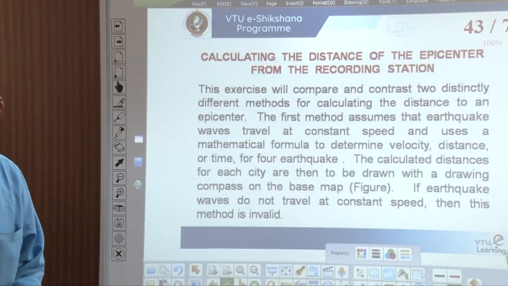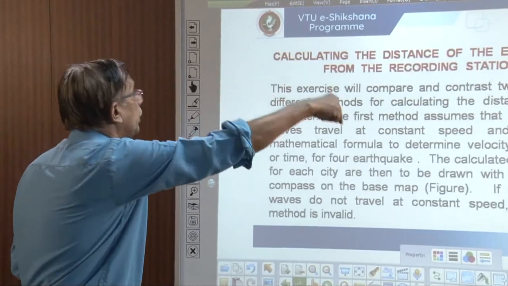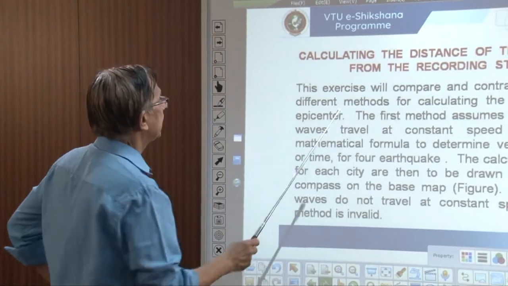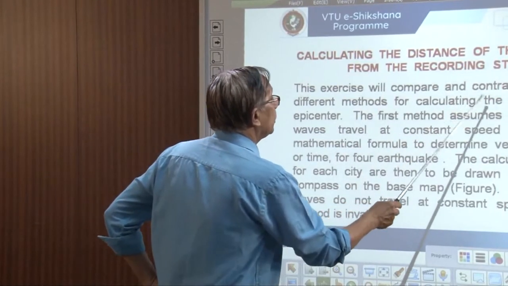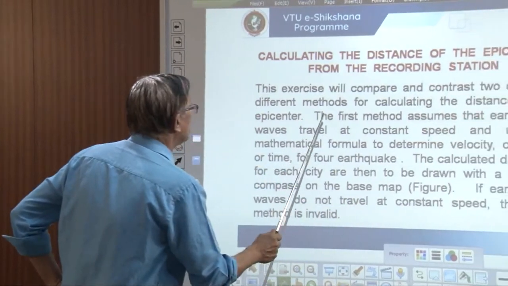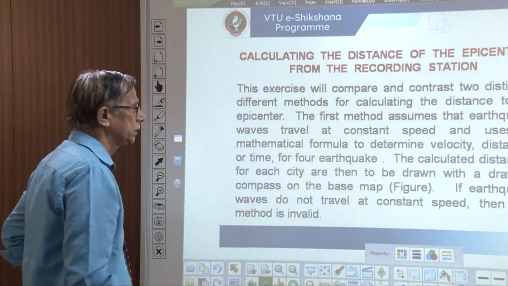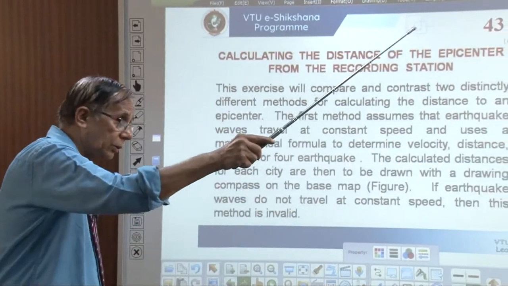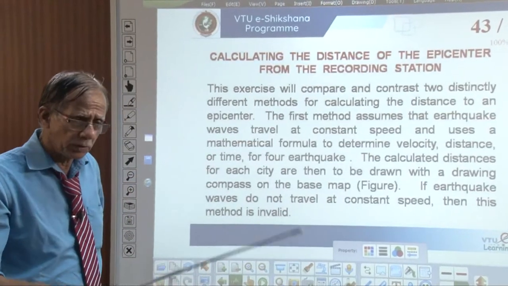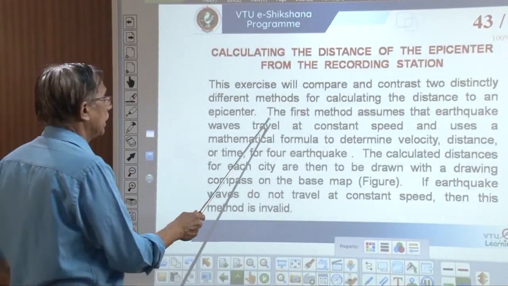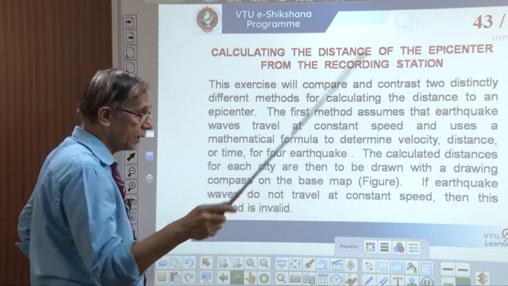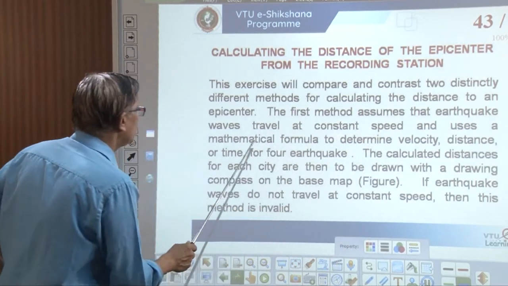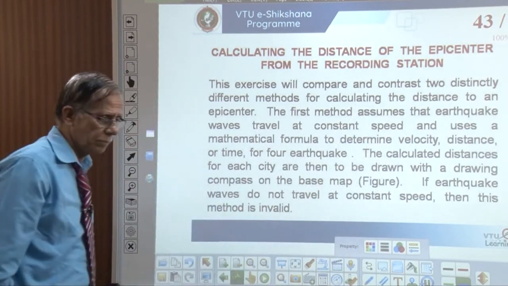Using this lag time, I now try to locate the epicenter and focus of the earthquake. How? This exercise will compare and contrast two distinctly different methods. There are different methods for calculating the distance to an epicenter, from the earthquake to the station. I am located in this place. Where exactly is the epicenter? I have to locate it. The first method assumes that earthquake waves travel at a constant speed.